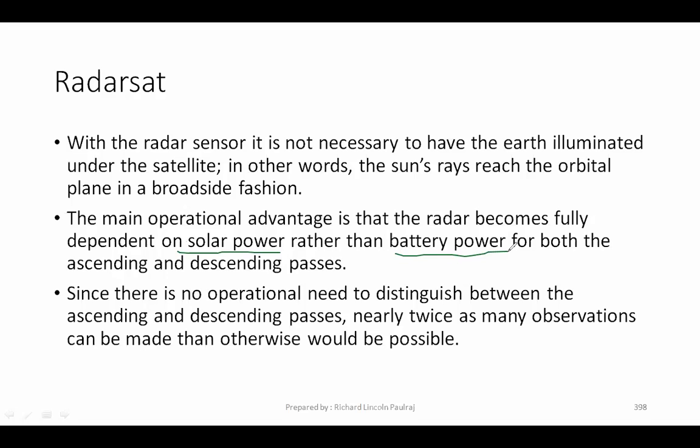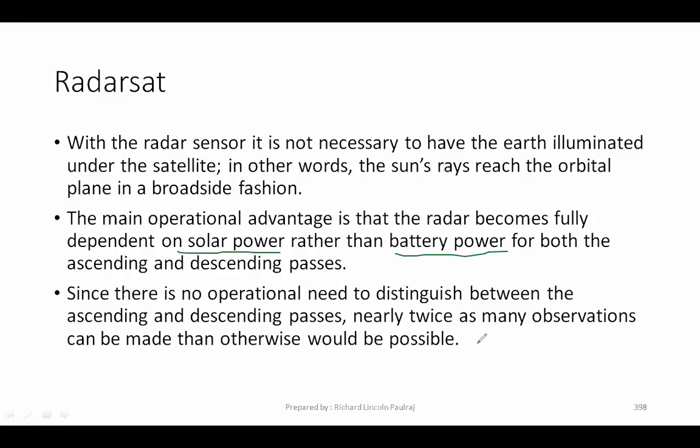What are these ascending and descending passes during the days and nights? For the satellite, there's no day and night. But it changes its position. Since there is no operational need to distinguish between the ascending and descending passes, nearly twice as many observations can be made than otherwise would be possible.